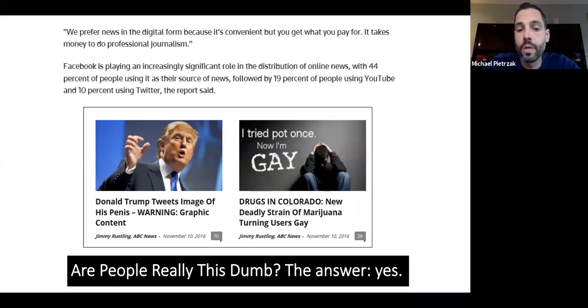Yeah, "deadly strain of marijuana turns users gay." Of course, the people that are very afraid of both pot and gay people will see this headline and it'll reinforce their belief that we need to change things, right? And vote for Donald Trump.